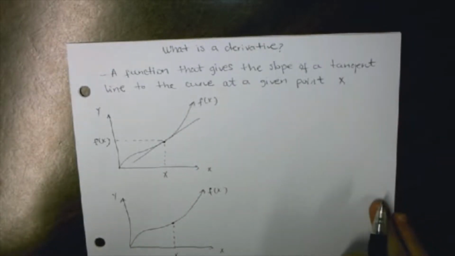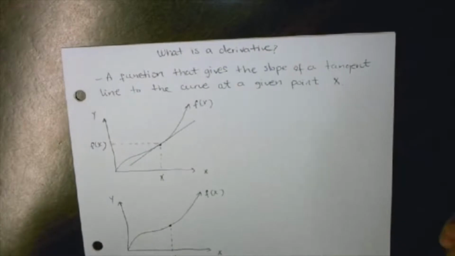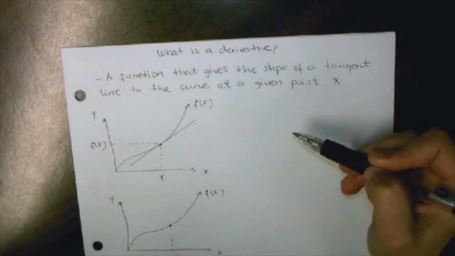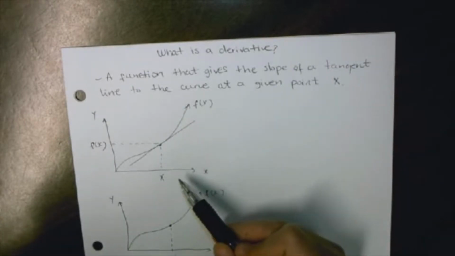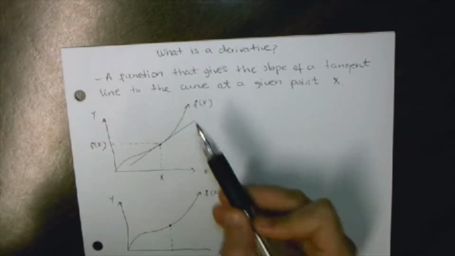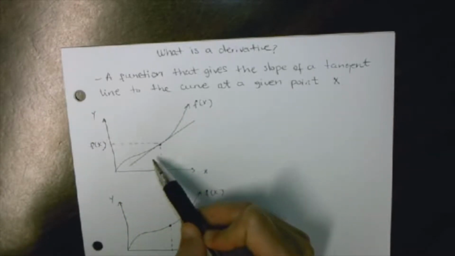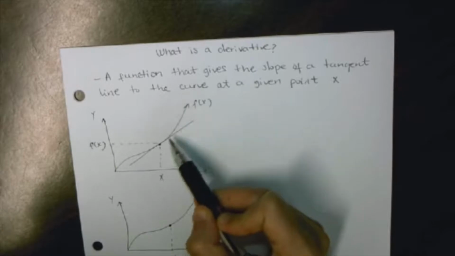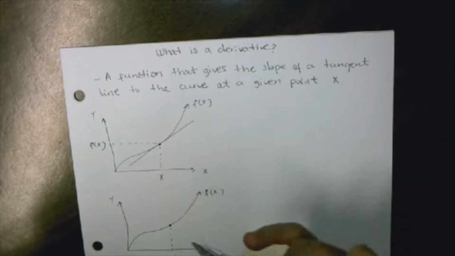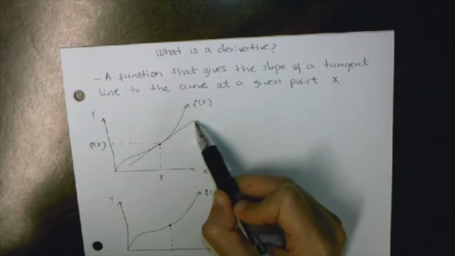Today we're going to talk about what a derivative is. First of all, a derivative is a function that gives the slope of a tangent line to the curve at a given point x. So let's take a look at this graph here. Here's my f of x, this curve, and here's the point x, and here's the tangent line to the graph at the point x.